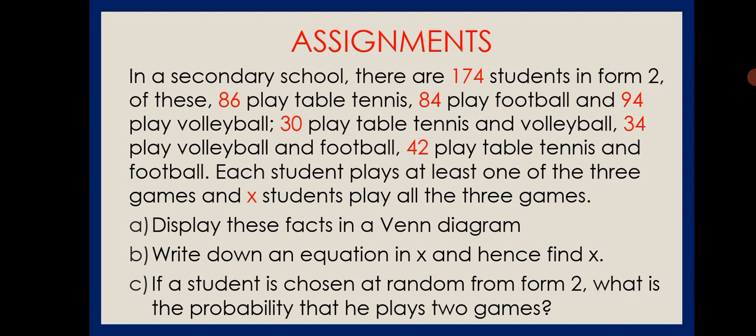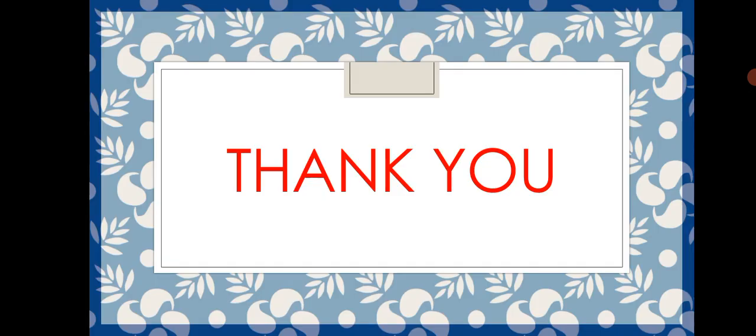A. Display these facts in a Venn diagram. B. Write down an equation in x and hence find x. C. If a student is chosen at random from Form 2, what is the probability that he plays no game, or he plays 2 games? Sorry, he plays 2 games.